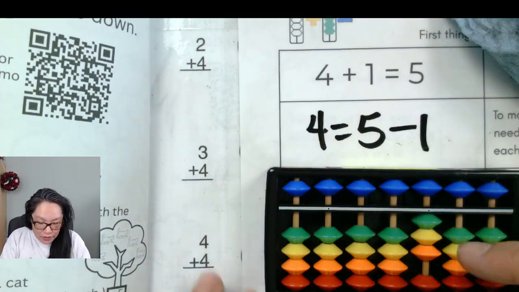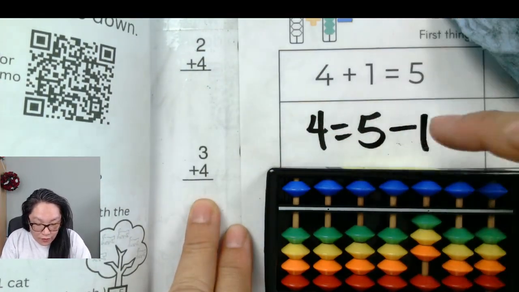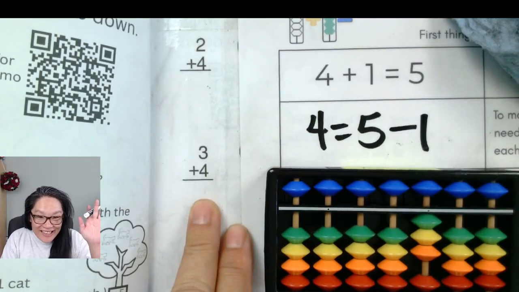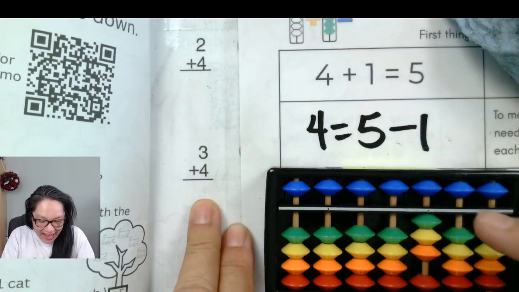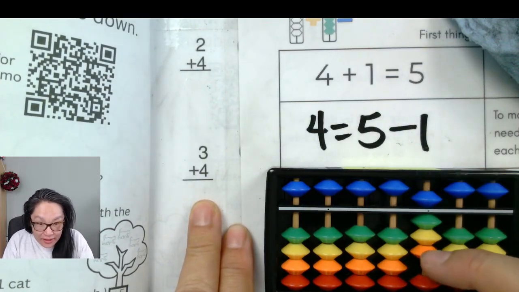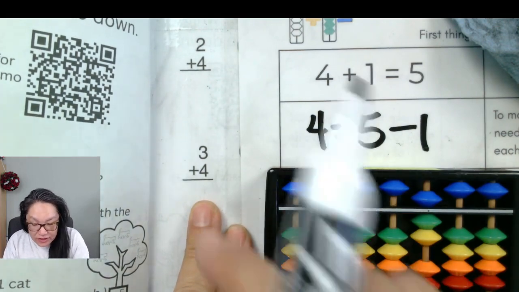So what does that mean? We do 3 and then plus the 4. Plus the 4 is plus the 5, right? So we have 5 and then minus the 1. So our final answer is 7.